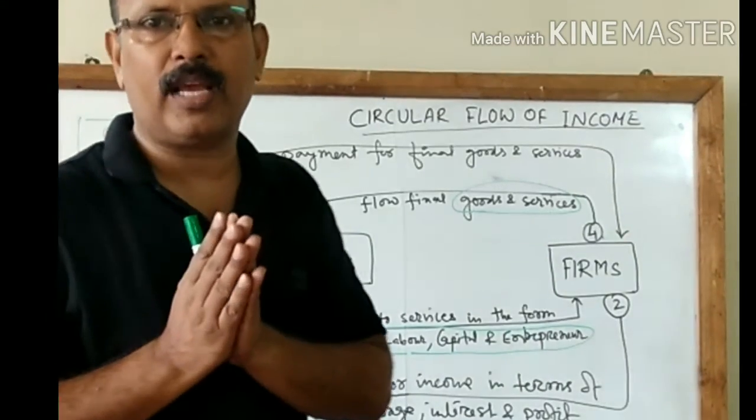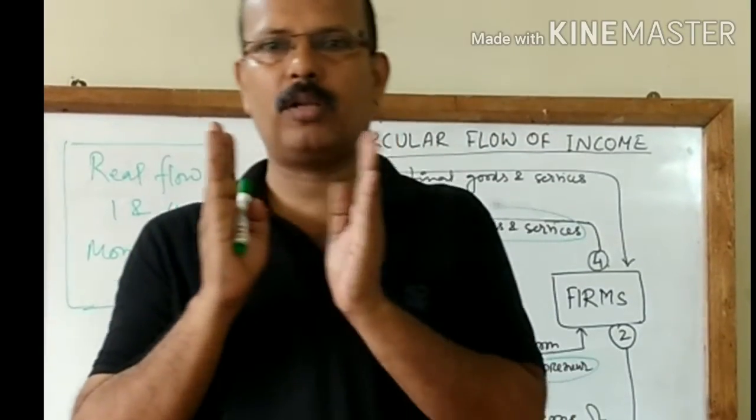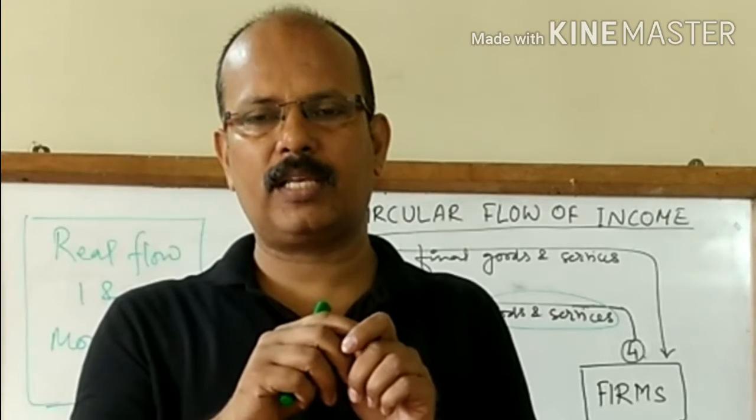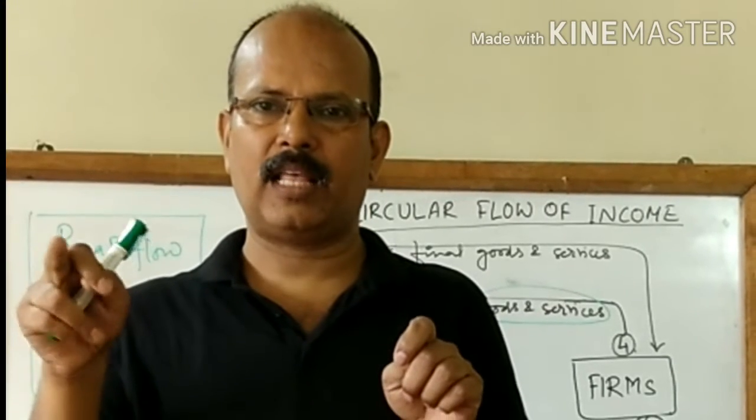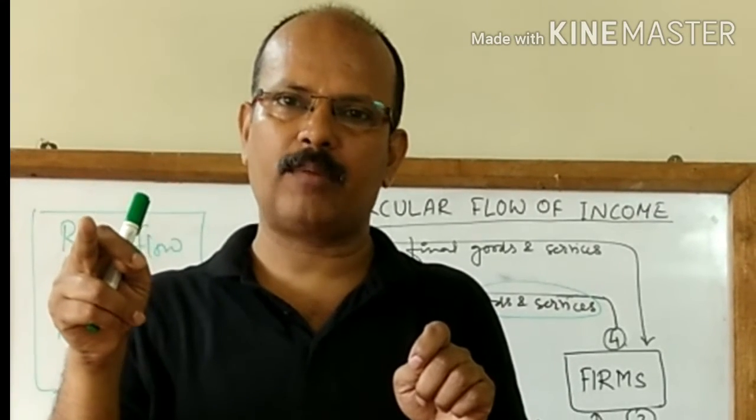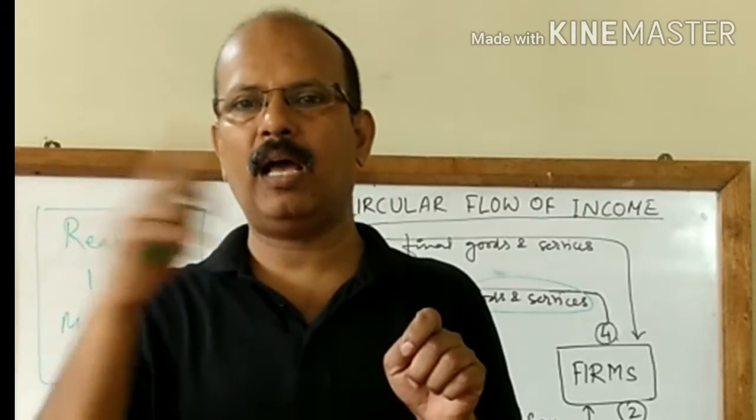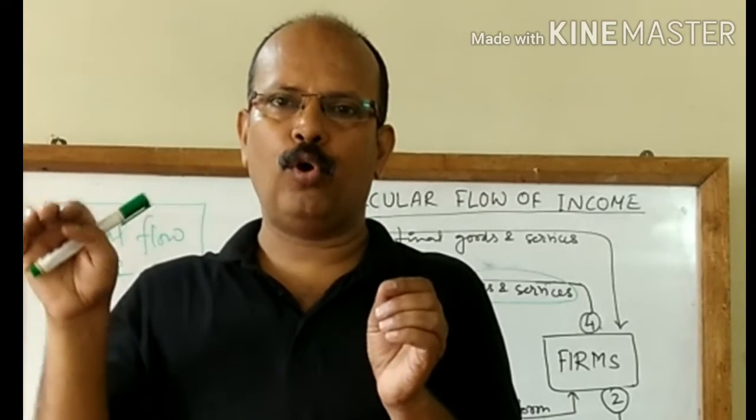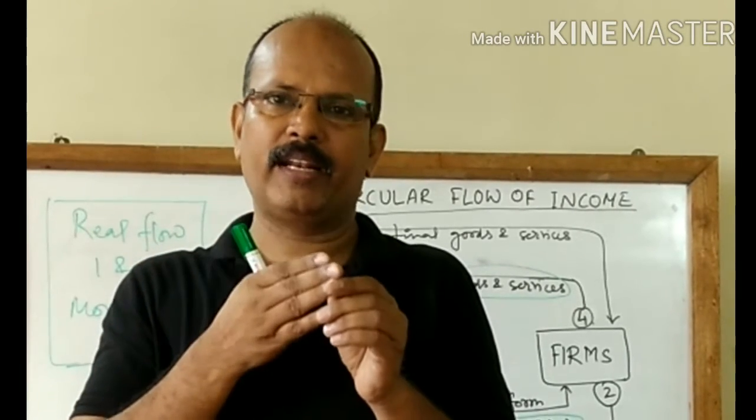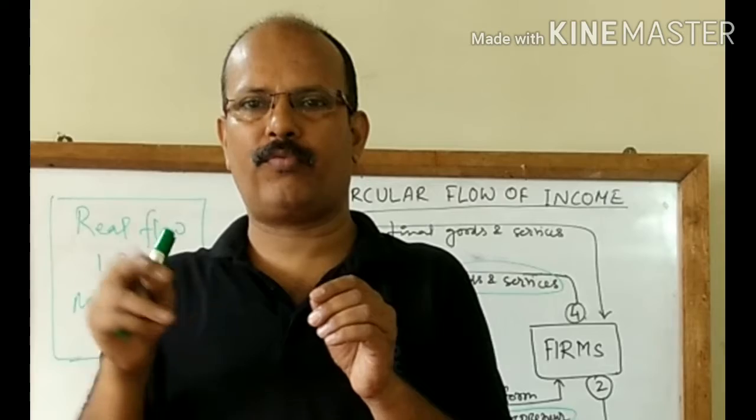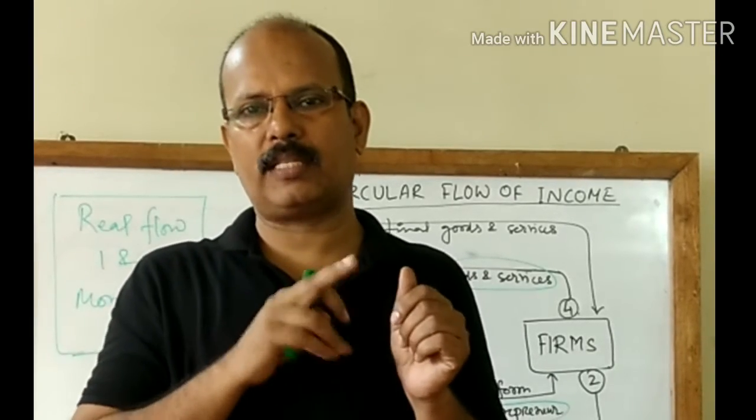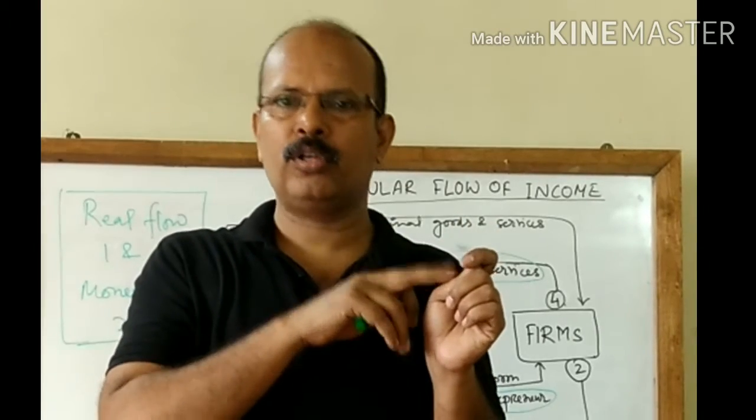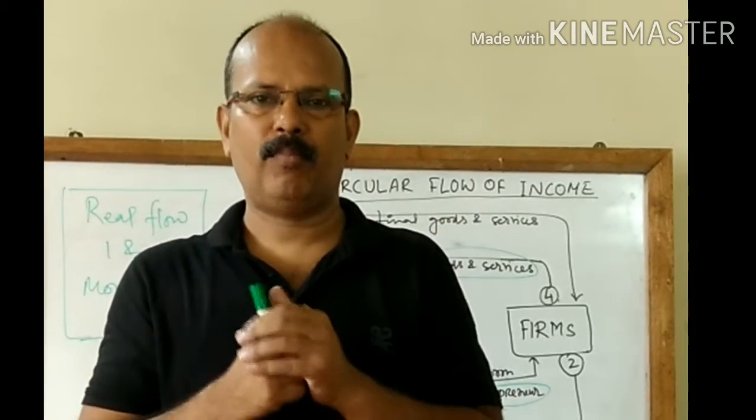So in circular flow of income, 2 types of flow are there. One is called real flow, another is called money flow. Flow of factor services from household to the farms, and the reverse flow of final goods and services from farms to the household, this is real flow. Money flow is the flow of factor income in the form of rent, interest, wage, and profit from farms to the households, and the reverse flow of payment for final goods and services by household to the farm completes the money flow.